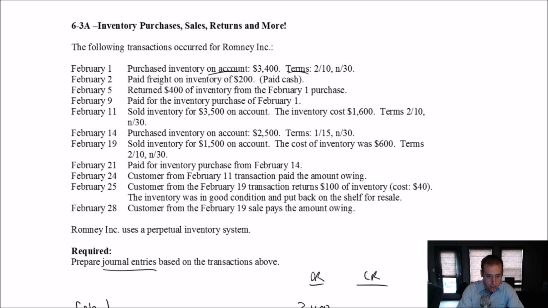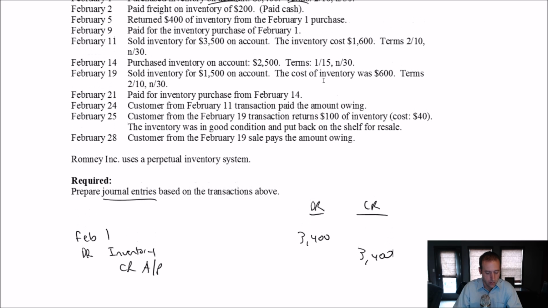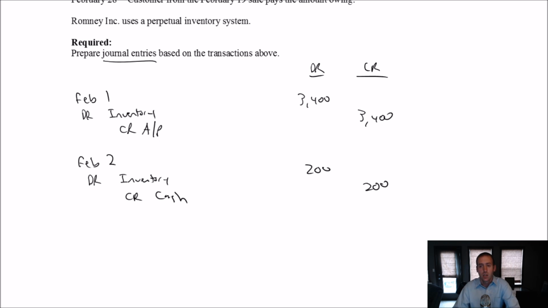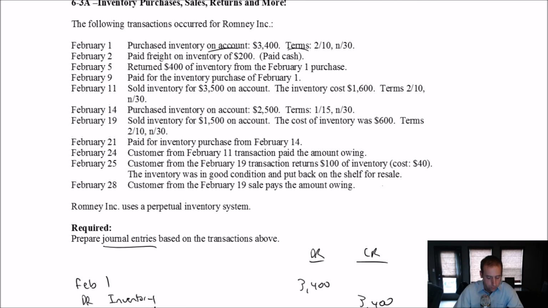Paid freight on the inventory, $200 cash. Well, when we're costing an asset, we're costing inventory, freight gets included in the cost of the inventory. In other words, the cost of delivering that inventory to us is the cost of making that asset useful to us. So it adds to the cost of our inventory. So we don't debit freight expense here, we debit inventory to say, oh, we got more inventory, and it adds to the cost of our inventory. Debit inventory, $200, and this one was not on account. We paid the shipping company $200 cash. Paid cash, just in brackets there.